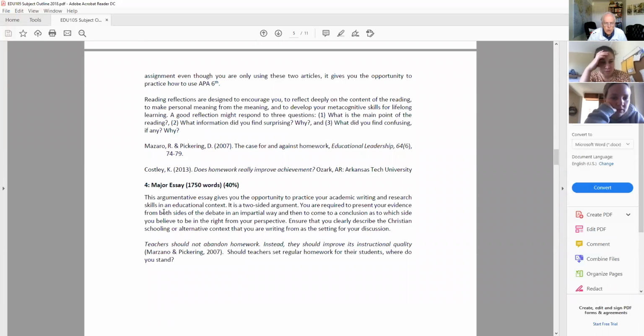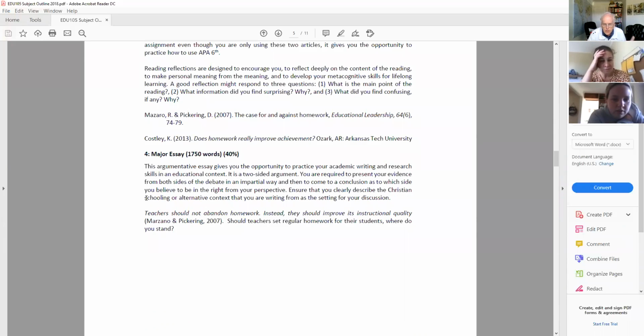And here you do a fully fledged essay, an argumentative essay. So you've got to convince the reader with a point of view. It's on the same topic, namely homework, but you use more material than just these 2 papers.